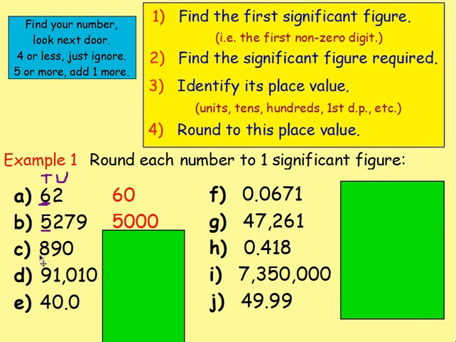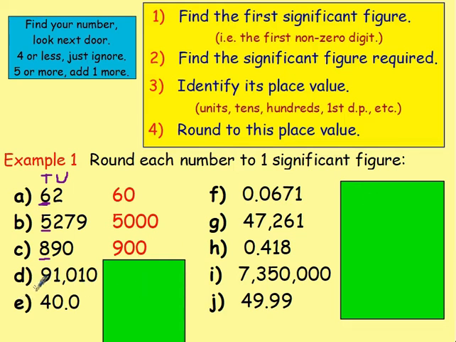So with C, first of all, find our first significant figure. The first significant figure here is the 8. That is what we want to round to. The column that is in is the 100, so we now need to round this number to the nearest 100. So find our number, look next door. If it's 5 or more, which it is, the 9 is more than 5, so we add 1 more. So instead of being 800, it would go to 900. Woo!